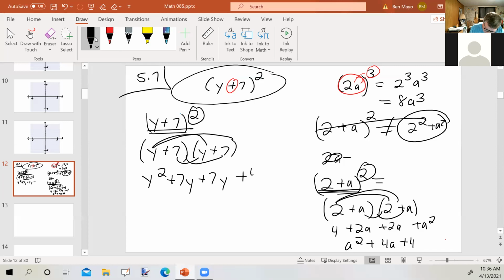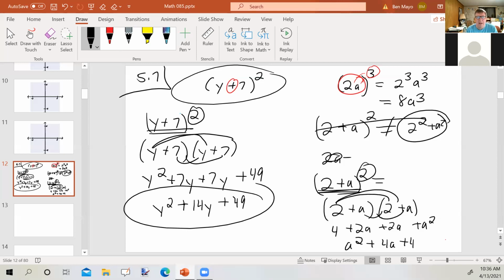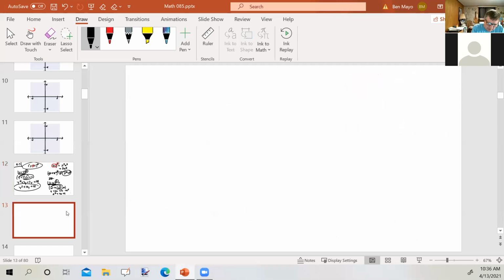7 times 7 is 49. So I get y squared plus 14y plus 49. This is what's known as a perfect square trinomial. Well, let's take a look at what a perfect square is.